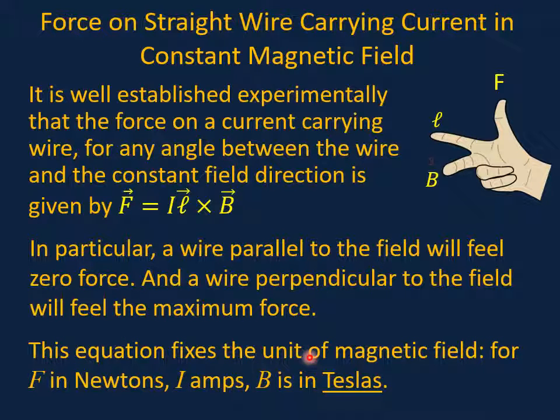This definition of the force on a current carrying wire can also be used to fix the unit of the magnetic field. So if we have a wire carrying 1 amp of current and it experiences a force of 1 Newton, then we say that the magnetic field is 1 Tesla.